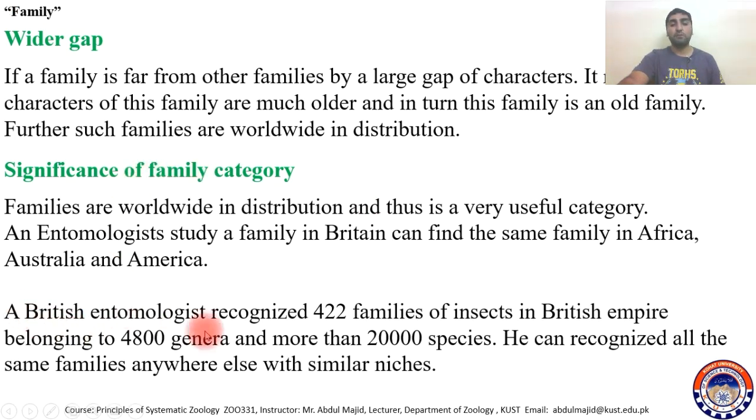A British entomologist recorded 422 families of insects in the British Empire, belonging to 4,800 genera and more than 20,000 species. And he can recognize all the same families anywhere else with similar niches. So if he recognized 422 families of insects from the British Empire, he can recognize these families from other parts of the world.